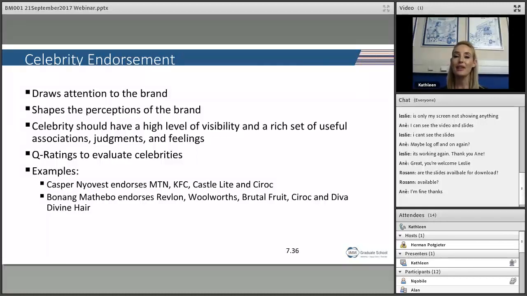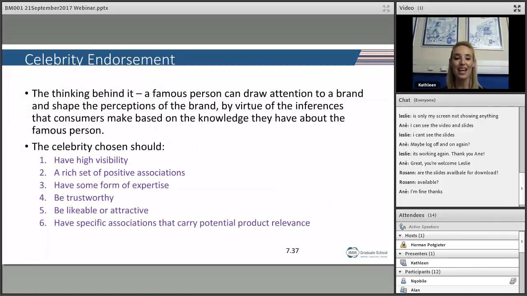So some South African examples of brand endorsers. Casper Nyovest endorses MTN, KFC, Castle Lite and Ciroc, and Bonang endorses Revlon, Woolworths, Brutal Fruit, also Ciroc, and Diva Divine Hair. So these celebrities are adding their name to increase the appeal of the brand to the target market.